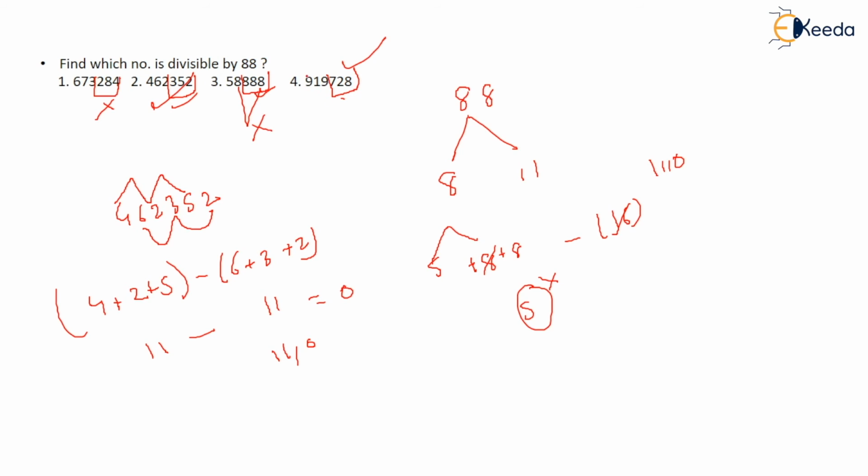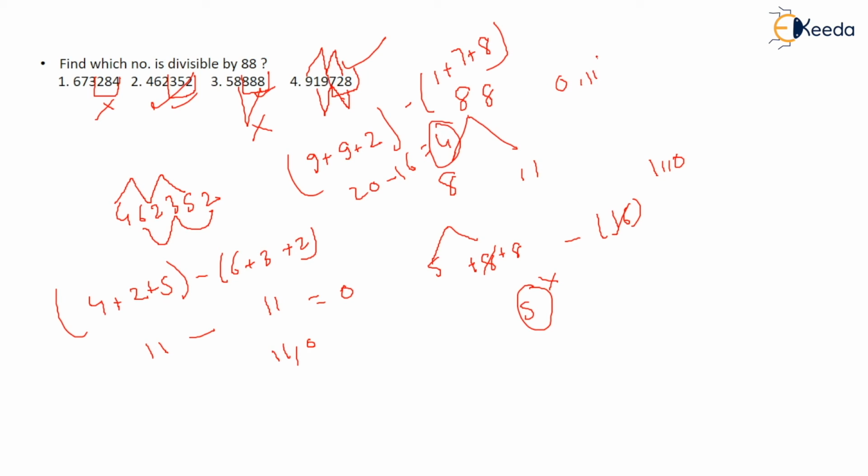Now this one, this addition, this addition, this addition, that is 9 plus 9 plus 2. Minus 1, 7 and 8. After this comes out to be 20, and this comes out to be 16. So 4 is remainder. 4 again, it is not coming 0 or 11. What is the number that is divisible? That is the second one. How simple it became.